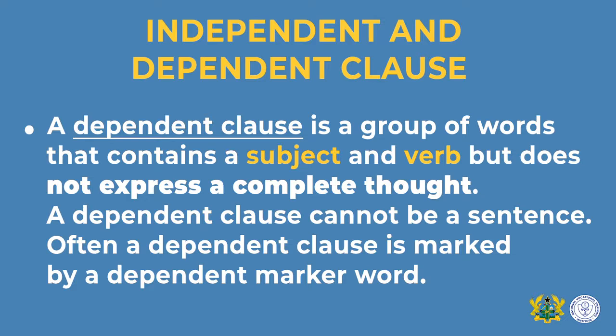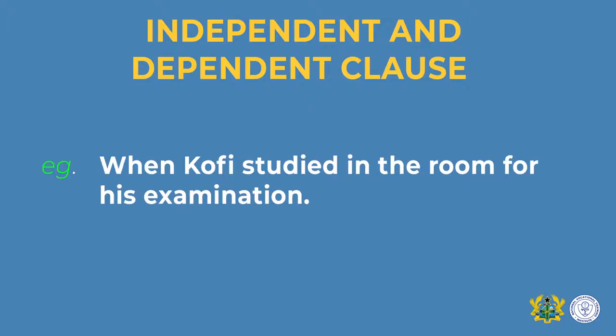Often, a dependent clause is marked by a dependent marker word, which we are referring to as subordinators. An example is when Kofi studied in the room for his examinations. So when you look at these two examples here, you realize that just by introducing the subordinator, we were able to get a group of words that doesn't make sense, even though initially it was making a lot of sense. Let's look at some activities.